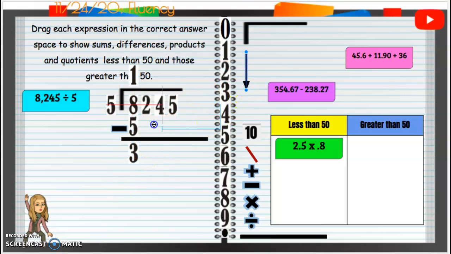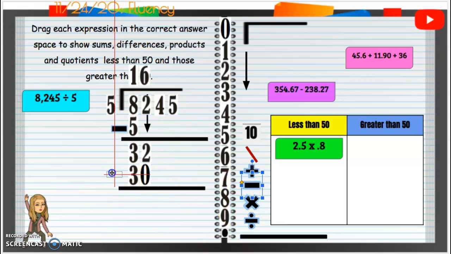All right, now bring down that 2. How many times can 5 go into 32? I know it can go in 6 times because I know that 5 times 6 is 30. So I'm going to write my 30 down here. 32 minus 30. So 2 minus 0 is going to be 2. 3 minus 3 is 0. I'm going to drop that 4 now.